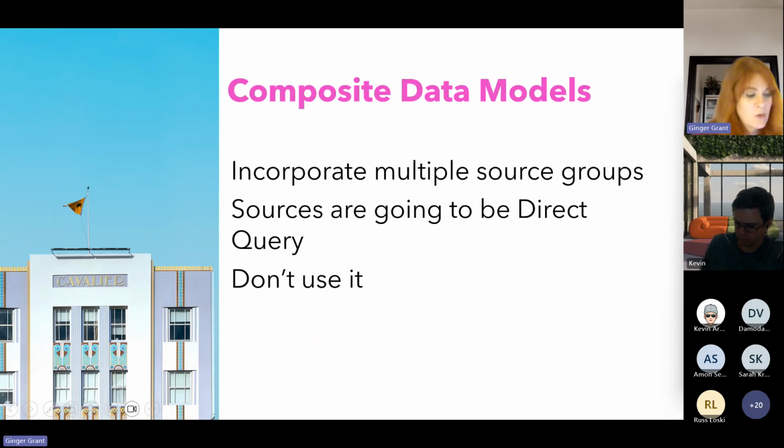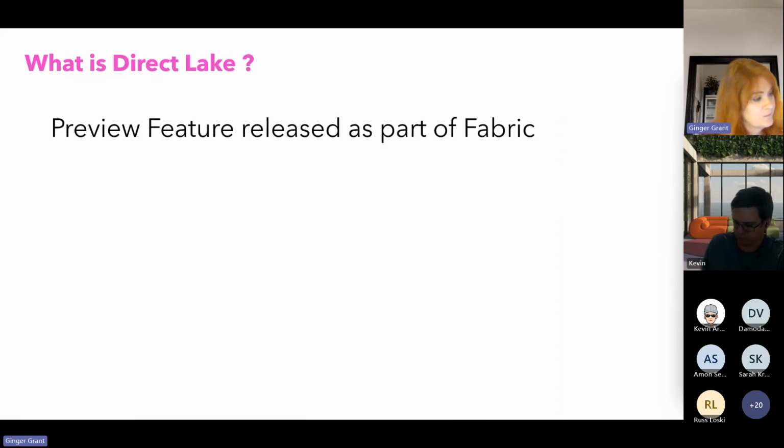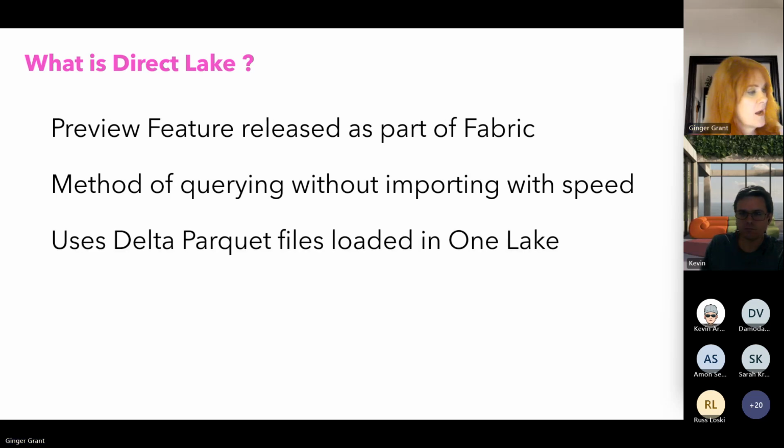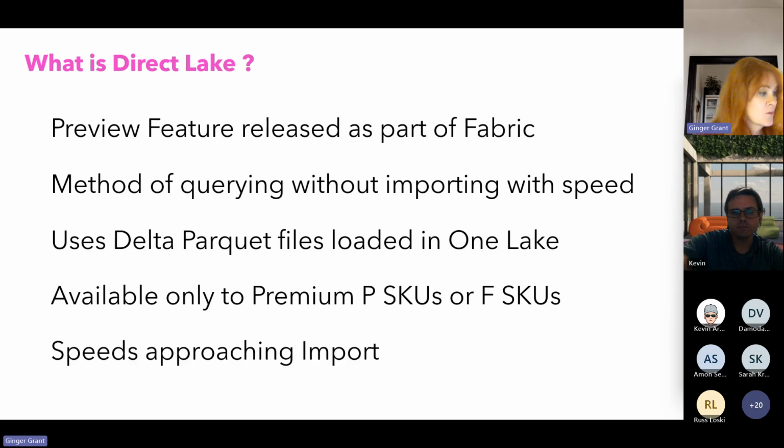There is something new that you might want to mess with, and that's Direct Lake. What is that? Well, it's a preview feature, and it is a method of querying without importing, at speed. If you've got greater than 10 gig, this could be a solution for you. It uses Delta Parquet files loaded into OneLake, so that's the format. It's available only in Premium P SKUs or F SKUs, which really sounds bad when you say that fast. That is the only way you can use Direct Lake. But with Direct Lake, you do get speeds approaching import. It's really, really fast.